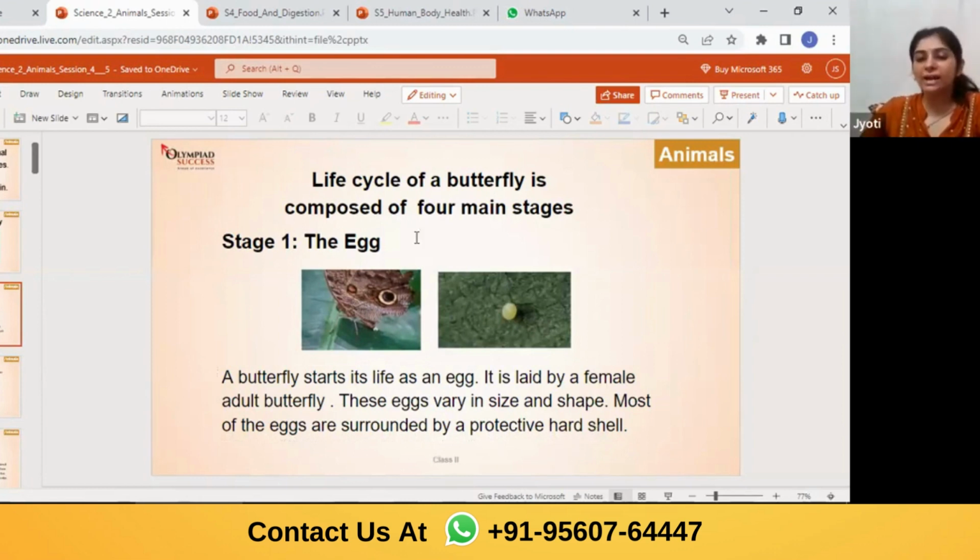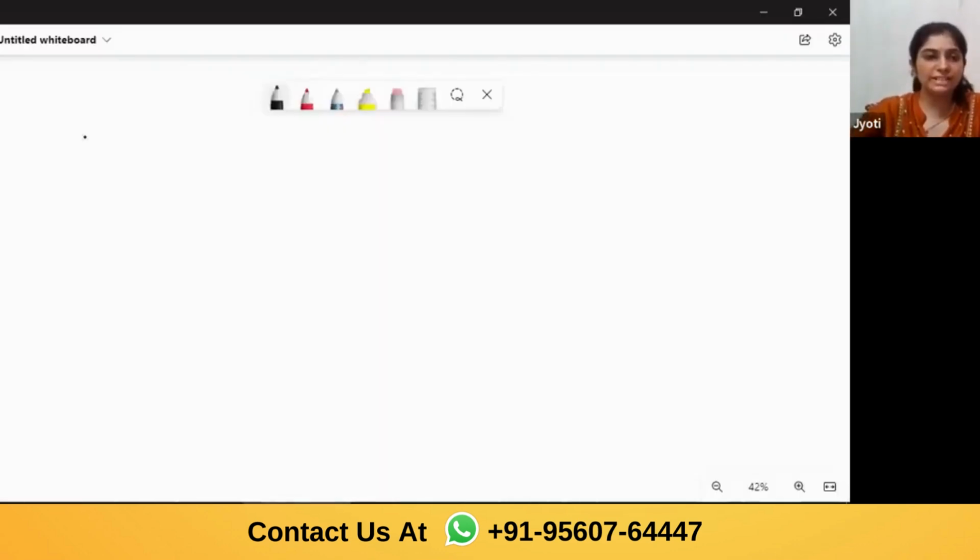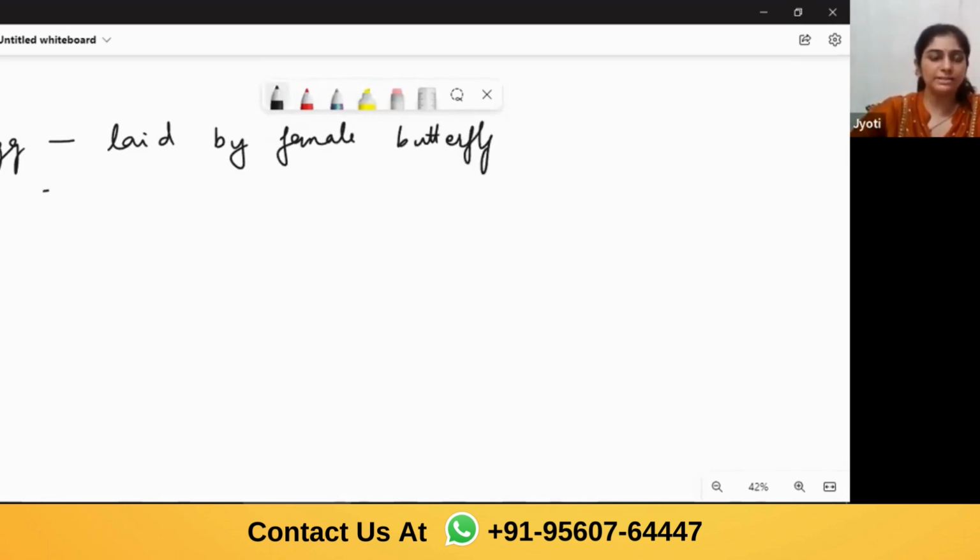So when we see the egg of a butterfly, they are saying the female butterfly will lay the egg, first thing. Second thing is that the eggs are laid in a protective hard shell. So in the egg, it is laid by the female butterfly, and the second point is that it is in a protective hard shell.